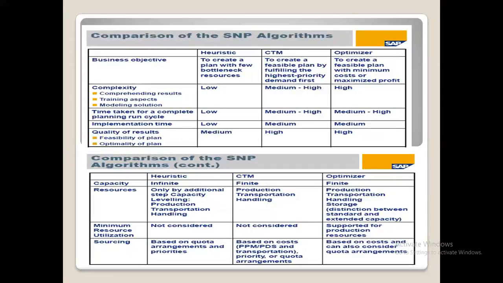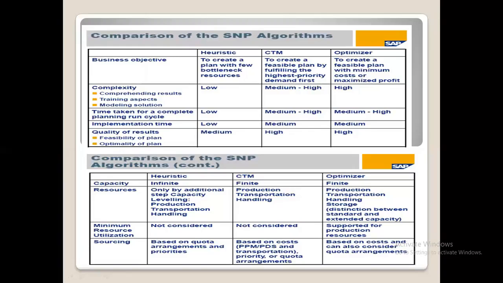Okay, come to the comparison of the SNP engines. Heuristic creates a plan with a few bottleneck resources. CTM creates a feasible plan by fulfilling the highest priority demand first. Optimizer creates a feasible plan with minimum cost or maximum profit. Okay.